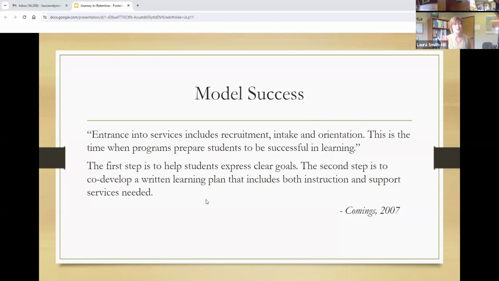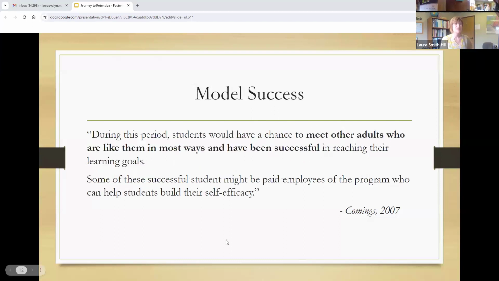First, to express clear goals, which I think we have so much creative opportunity to explore with our students, particularly for me with ESL students. And the second, to develop a clear written plan together that includes both their instructional plan and support services. I think this is really fascinating and something that we're exploring as a local program. Here is his next statement that connects to modeling success. Who can read this for us?